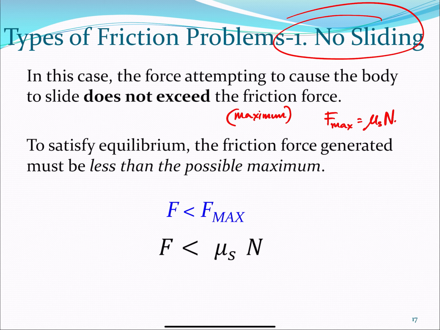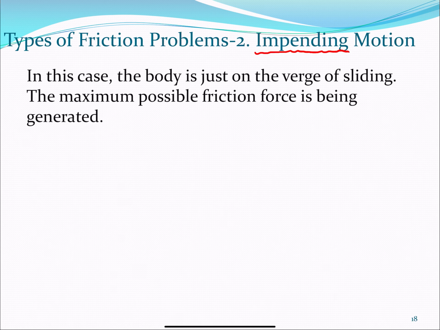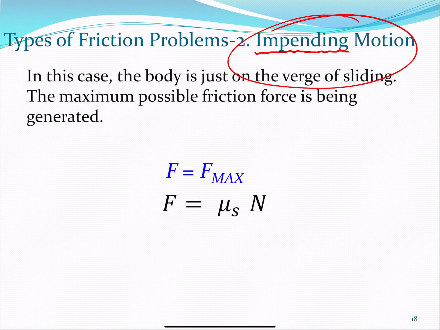In the case, if we are not told, we have to assume that the body is not sliding. Or we assume that things are about to slide. They are not sliding and they are not moving, but the motion is impending, right? It's about to happen. So what happens just before it happens? In this case, the body is just on the verge of sliding. The maximum possible friction force is being generated, right? This means that the friction force is equal to F max, and the friction force, of course, is defined as mu times the normal force. So this is the second case, when things are about to slide.